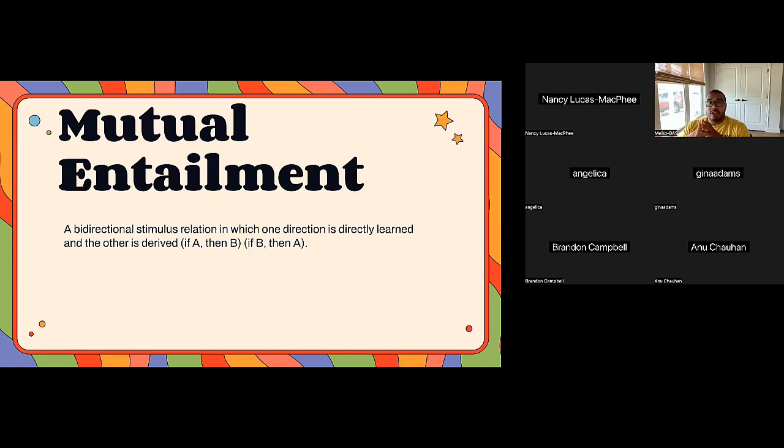But for mutual entailment, you're looking for one direction of a relationship to be taught and the reverse to be derived. That's that reversibility. Previously, I taught this before, and I got an email from someone. In the Cooper book, it does talk about mutual entailment in terms of non-equivalence relations. It goes with equivalent relations too.